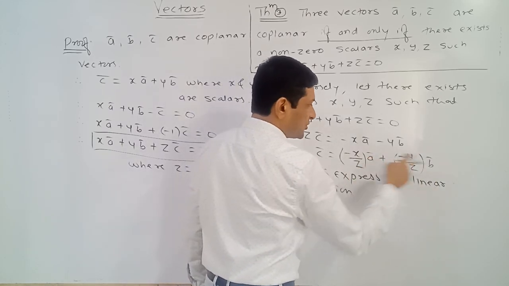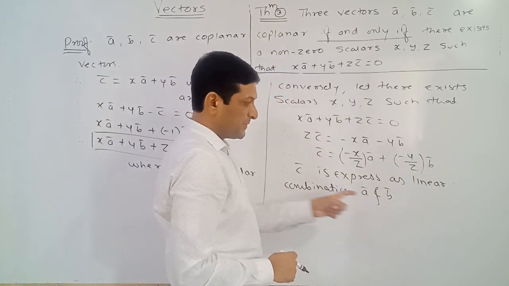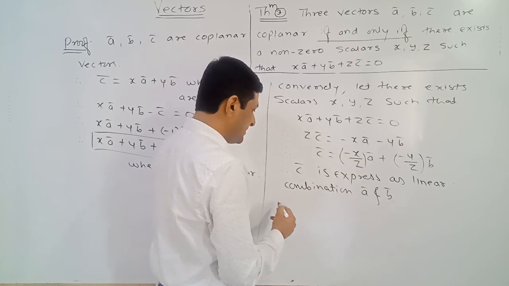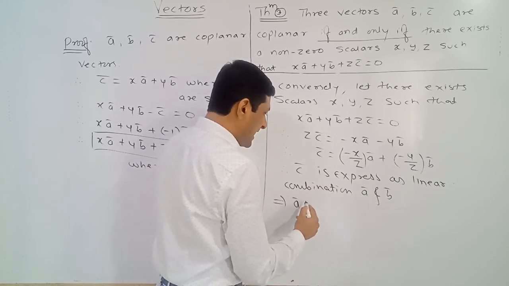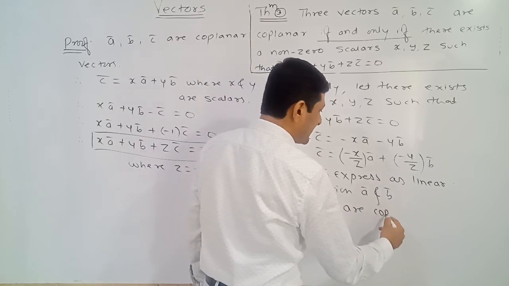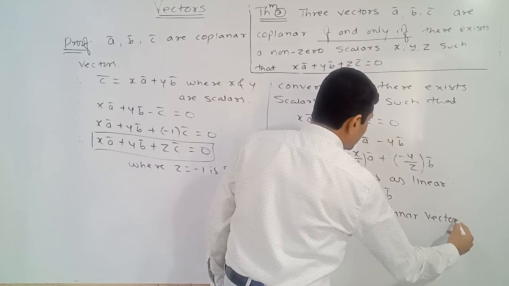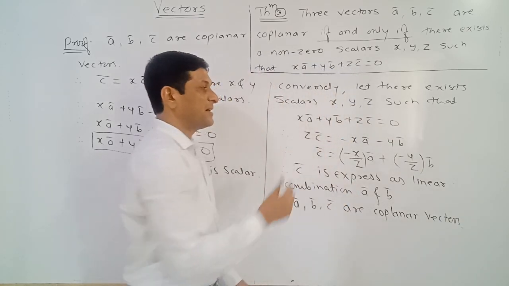Linear combination of which two vectors? A bar and B bar. And since C bar is expressed by linear combination of A bar and B bar, it implies that A bar, B bar, C bar are coplanar vectors. In this way we have proved the second part also.